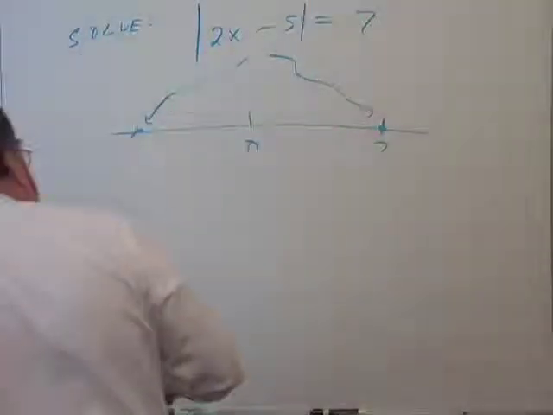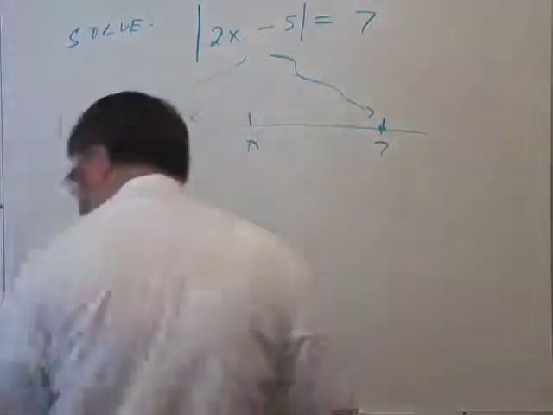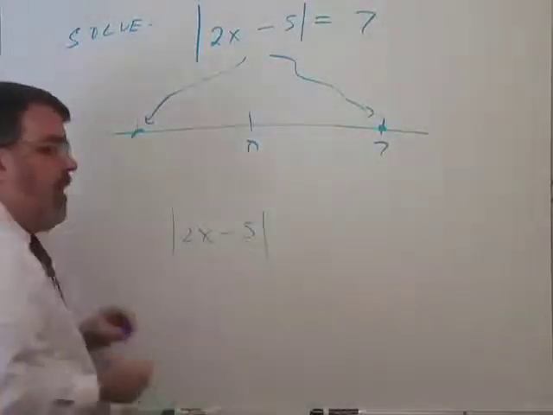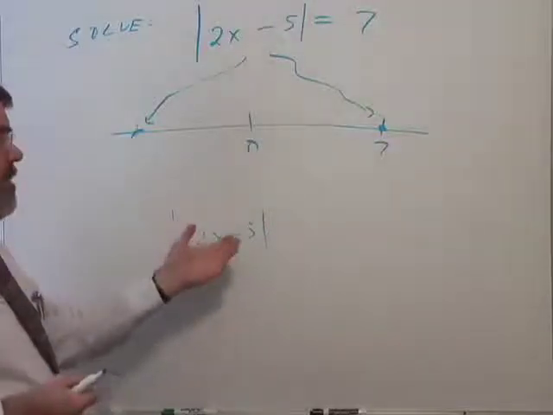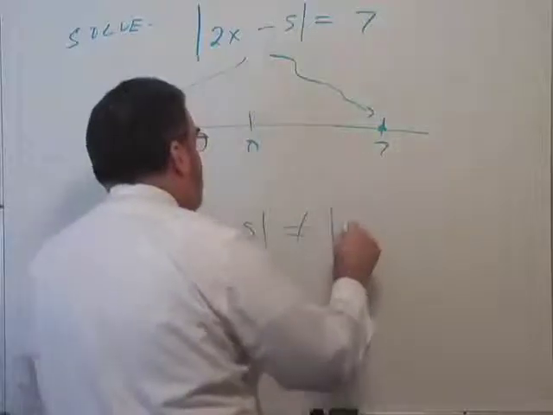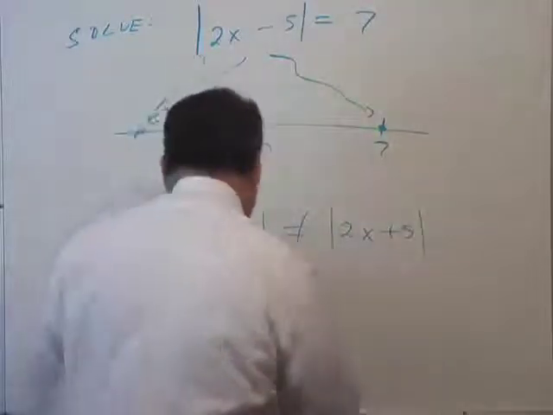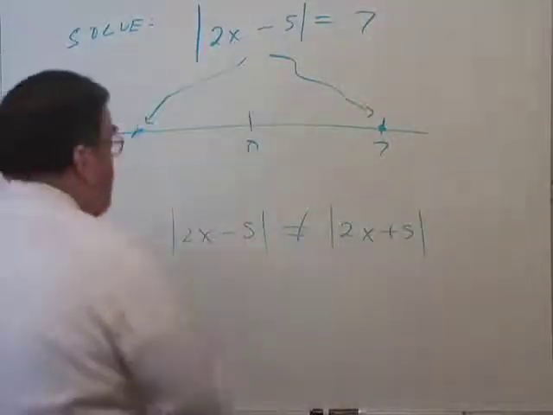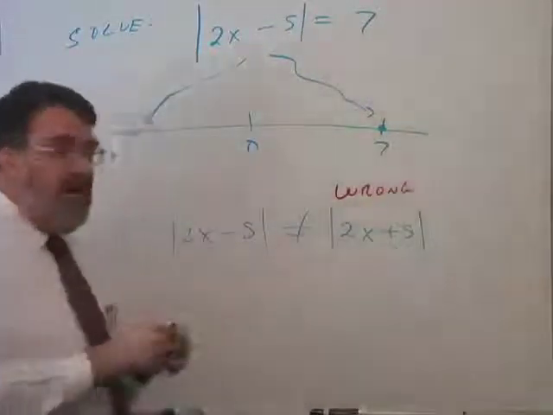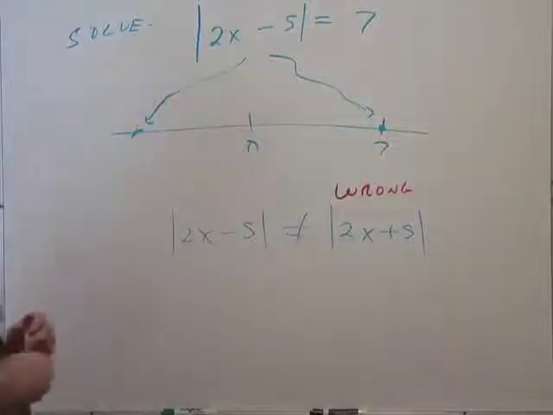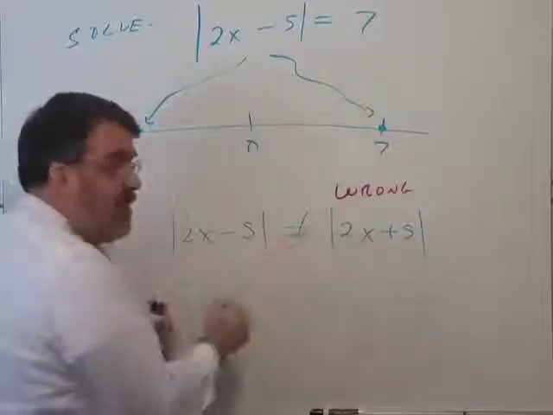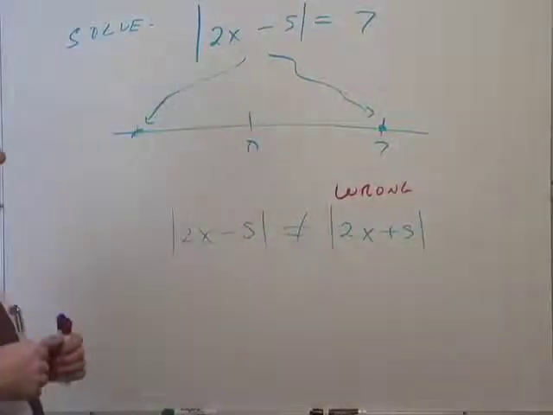The absolute value of 2x minus 5 does not change negatives to positives. In other words, it's not the same as the absolute value of 2x plus 5. It's absolutely wrong. The reason is that that is selective changing of the signs. We say it's okay to change one part of this, but not both parts. And so that would render it wrong.